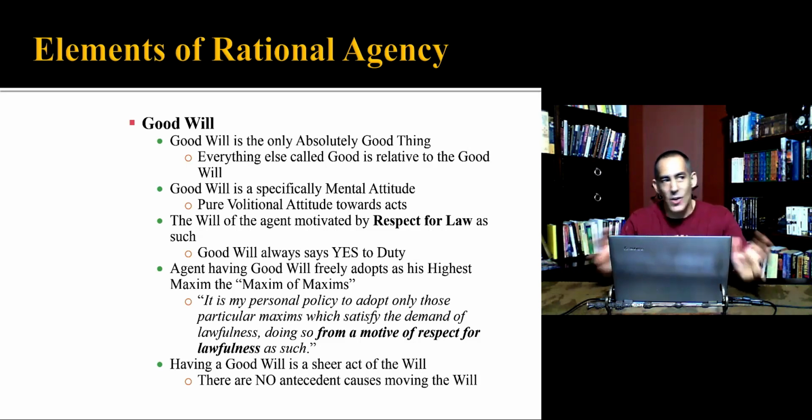Okay, everything else is going to be judged good or bad in relation to whether the will is good. Okay, and it's a mental attitude. Like I said, it's a respect for the law. The goodwill is always going to say yes to duty. The goodwill always acts out of the maxim of maxims, which is it's my personal policy to adopt only those particular maxims which satisfy the demand of lawfulness, doing so from a motive of respect for lawfulness as such.